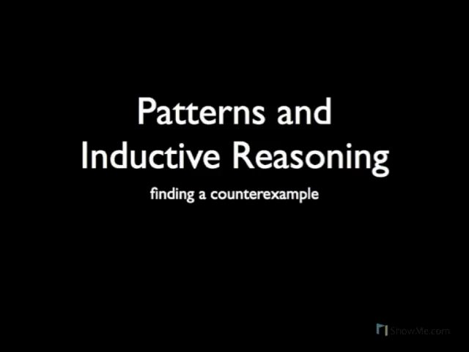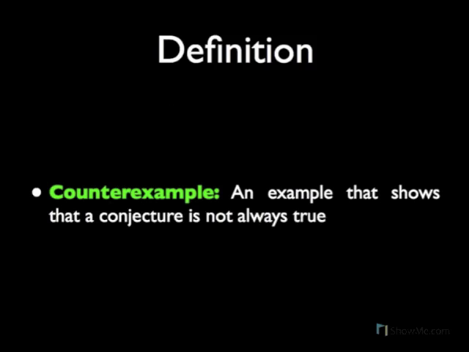Inductive reasoning is not perfect. Errors can be made. So it's important to test your conjecture multiple times. As you're testing your conjecture, be looking for a counterexample. A counterexample is an example that shows that a conjecture is not always true.